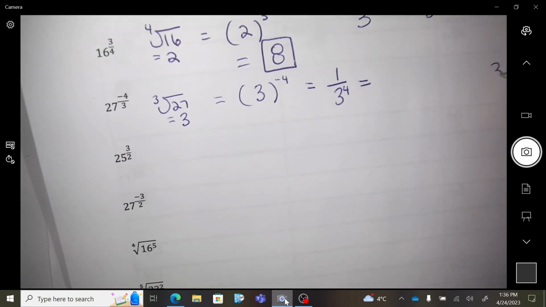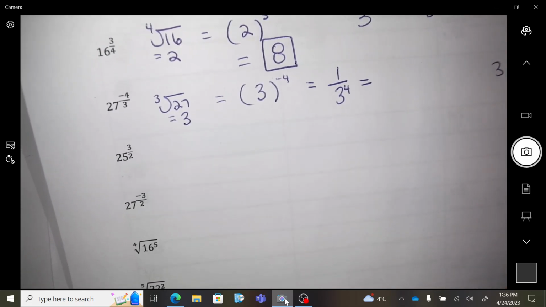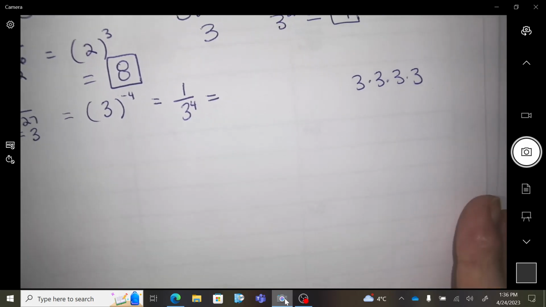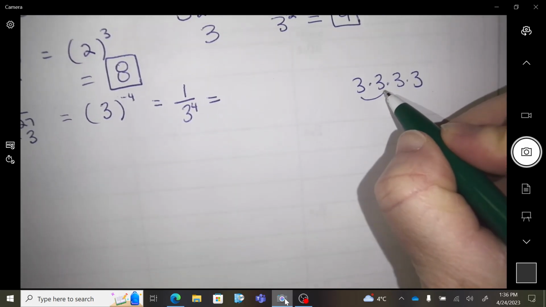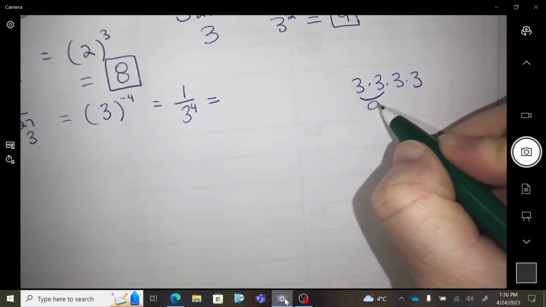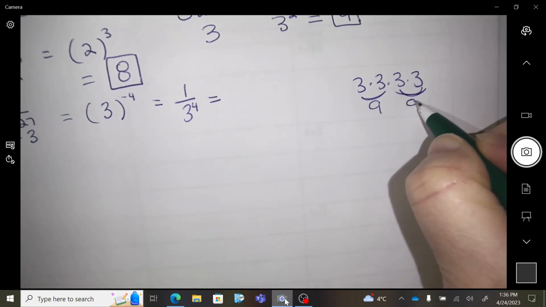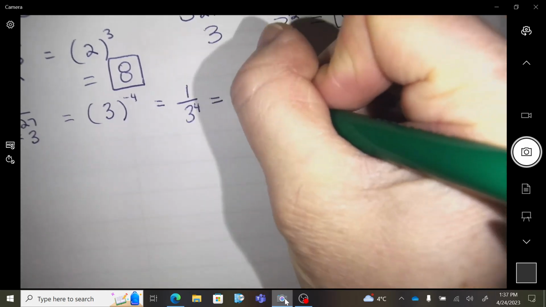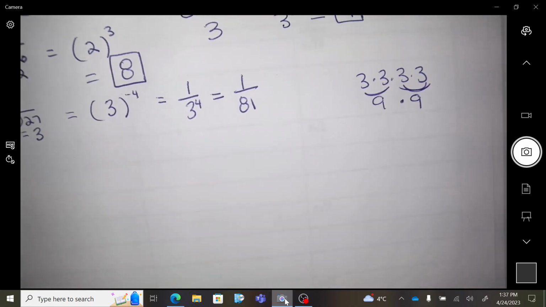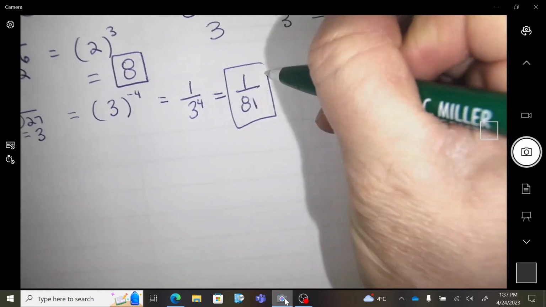And we're going to do it in our head. What is 3 to the 4th? So ready? What is these two multiplied? 9. What are these two multiplied? 9. What is the whole thing? 81. So 1 over 81 is your answer.